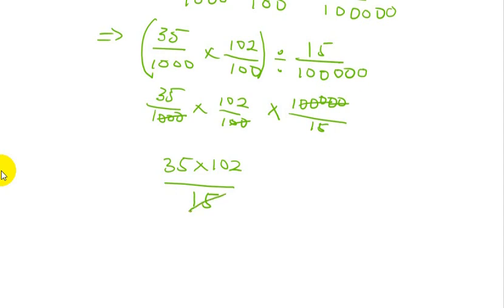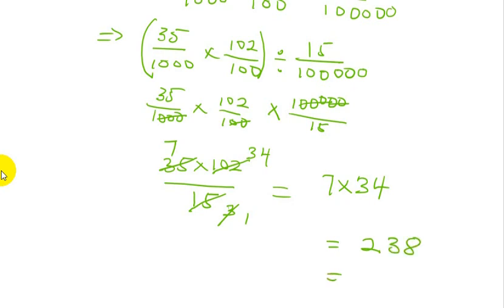5 goes here 3 times, and it goes here 7 times. 3 goes here 1, and it goes here 34 times. So we are going to get 7 times 34. So 7 times 34 is going to give us 238. But that is not a final answer.